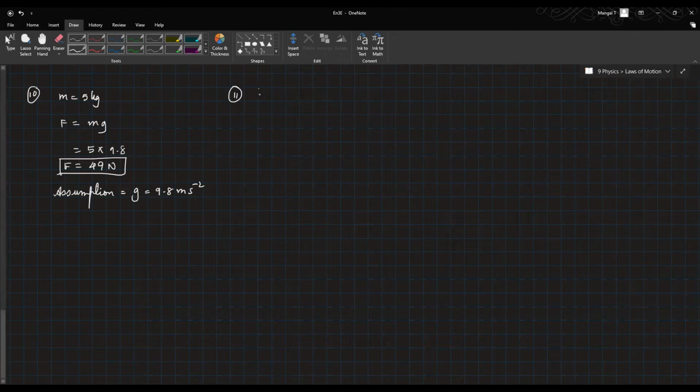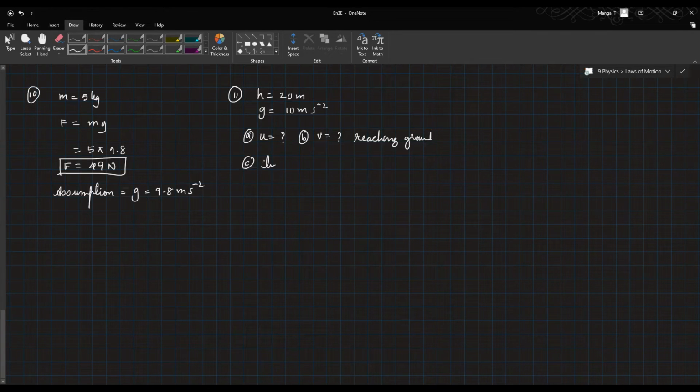A ball is thrown up to a height of 20 meters and then returns to the ground. Given the initial velocity, we have to calculate the final velocity on reaching the ground and the total time of the journey.